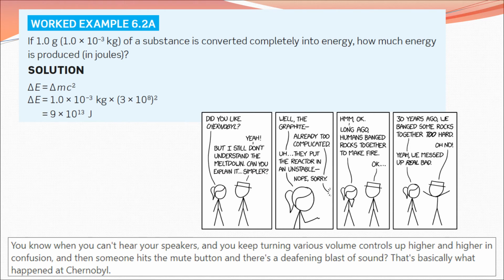So a 1 gram sample, which we convert to kilograms, is converted completely to energy. How much energy is produced? Every time we use energy, it's measured in joules because that's standard units. Write your formula down, plug your numbers into your calculator, and you get an answer: 1 times 10 to the negative 3 kilograms times (3 times 10 to the 8) squared, the speed of light, equals 9 times 10 to the 13 joules. That's quite a lot. A bit more than the kilojoules that you see on the side of your breakfast packet in the morning.